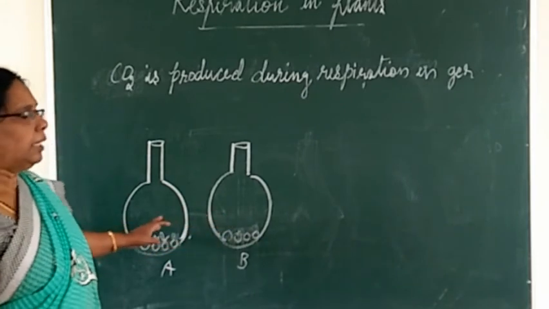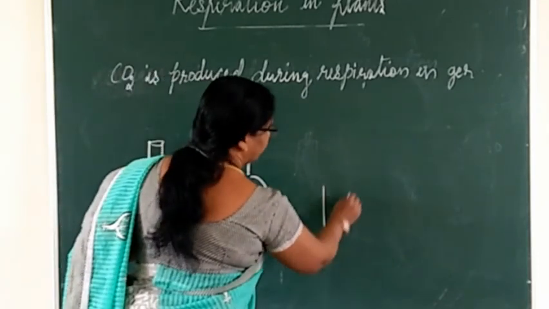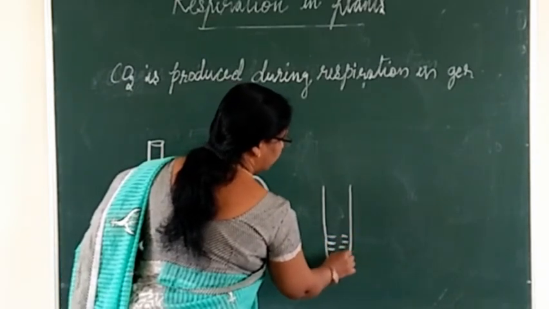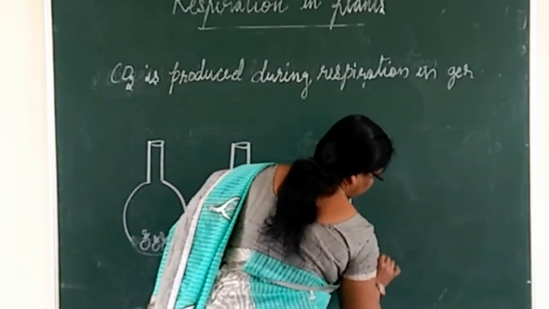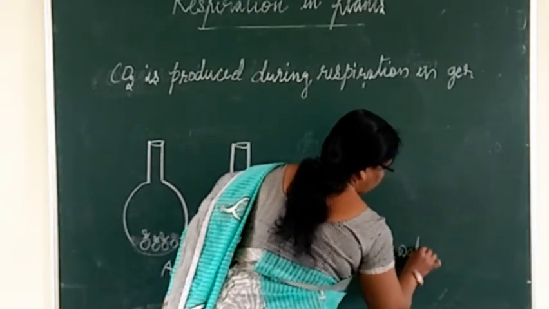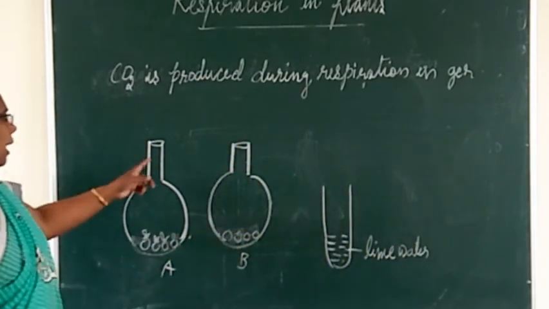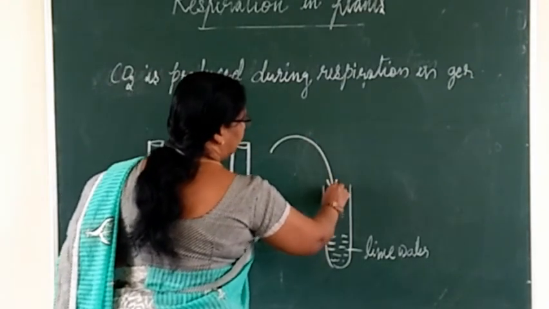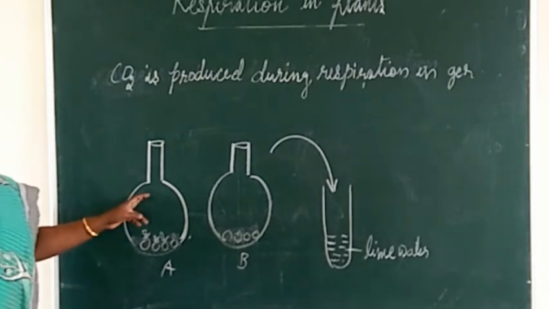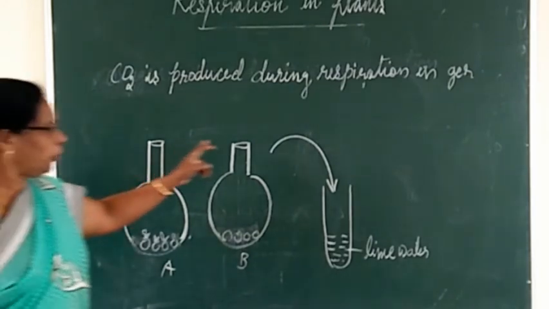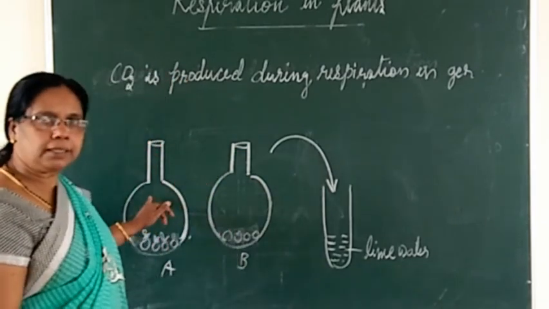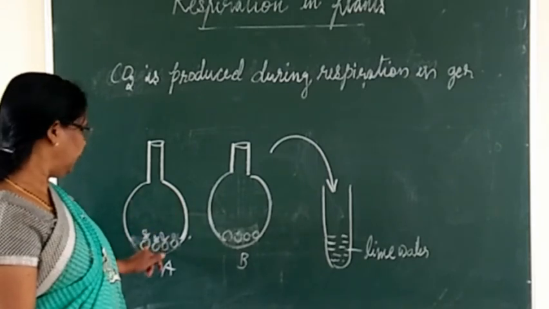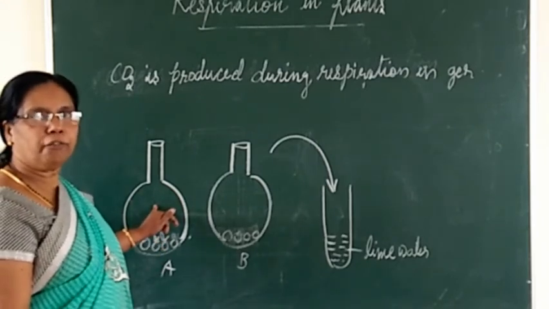Now what you have to do? You have to take a test tube and in that you have to keep lime water. Now take this test tube and pour this gas, some gas will be produced here. This gas we are trying to pour into this one. The expected gas is carbon dioxide, which is in this round bottom flask.